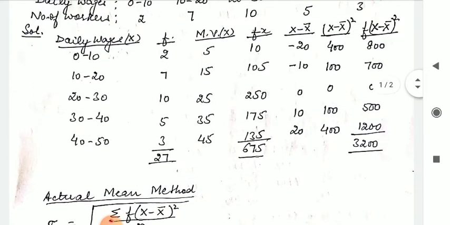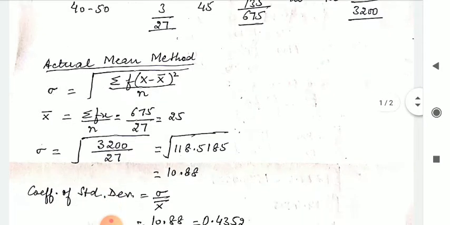Now in this case n means what? It is the total of frequency. Now total of frequency is 27. So we put this also in the formula of x bar and we get 675 divided by 27, which comes out to be 25. So you have the value of mean now.